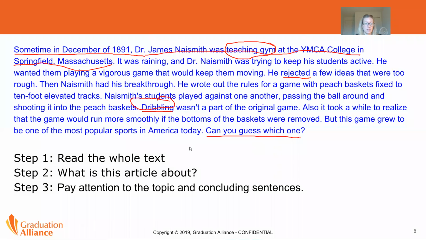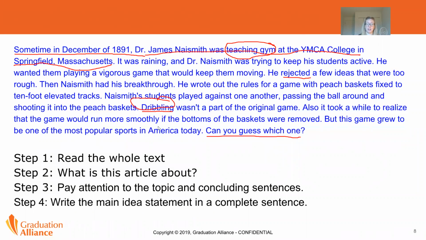So then write the main idea statement in a complete sentence. So now we kind of have to backtrack and figure out what is this article about. Oh, sorry, we start at step 2. What is the article about? Because we didn't quite answer that. Can you guess which sport it is? Peach baskets, dribbling. Yeah, it's basketball. So we know that it's about basketball. And now we have to write that main idea statement. So what is it about basketball? What is it talking about specifically about basketball?